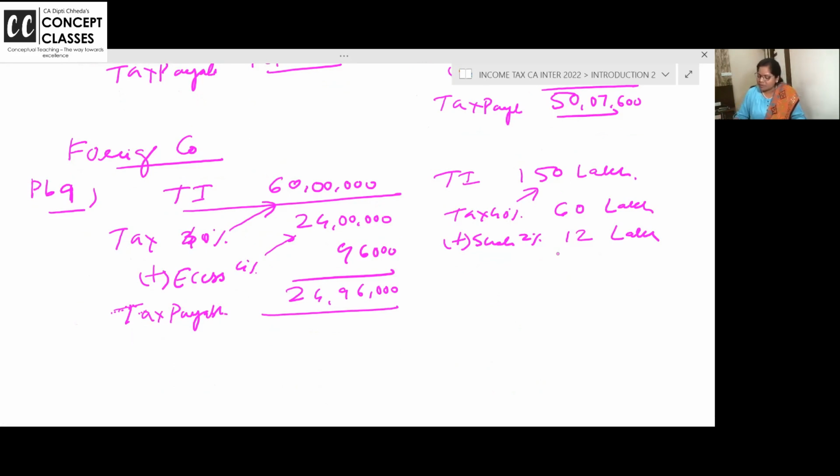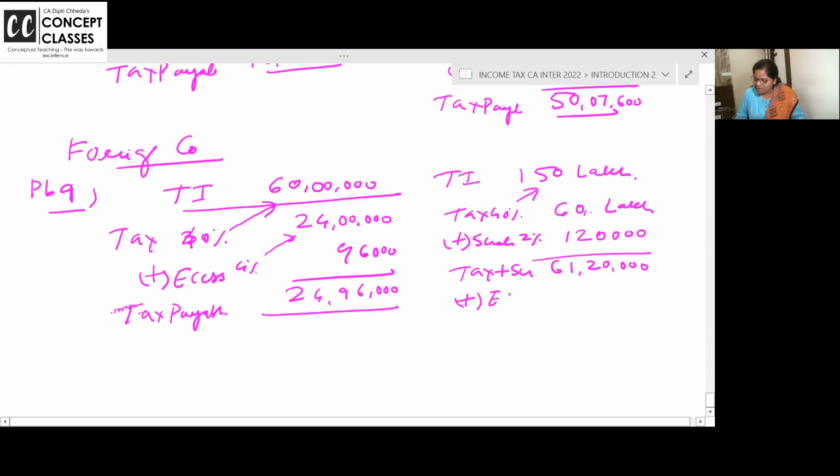60 lakhs पे 2%, 1,20,000 ना? हाँ 1 lakh, इसीलिए zeros वाली गड़बड़ है. छोड़ो. 1,20,000 हम पूरा ही लिख लेंगे. So what is tax plus surcharge? 61,20,000. And on tax plus surcharge, 4% cess says, 2,44,800.